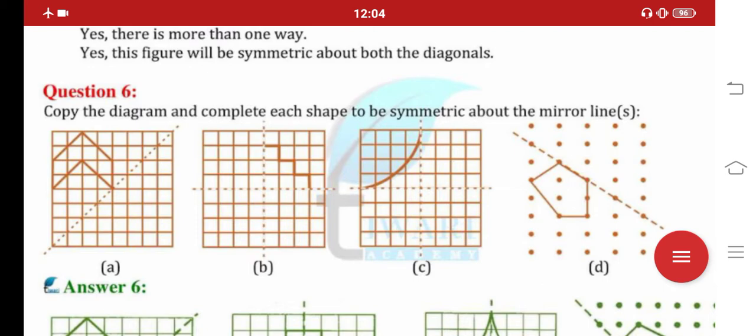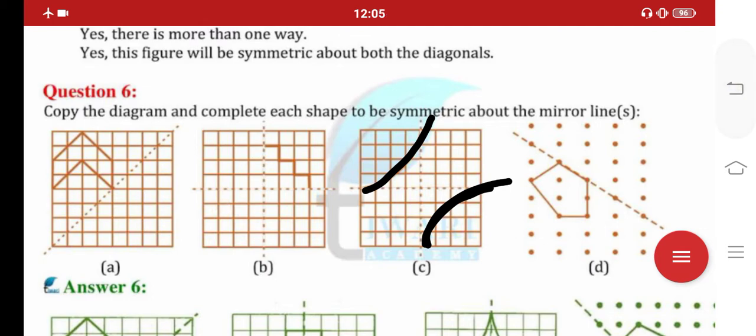Copy the diagram and complete each shape to be symmetric about the mirror line. Now see, one half is given, the other half you have to draw. See, the first one is given and the second we have to draw. So what we will do? We will do it like this. Like this one also, the first is given and the second we have to draw. We will do it like this.